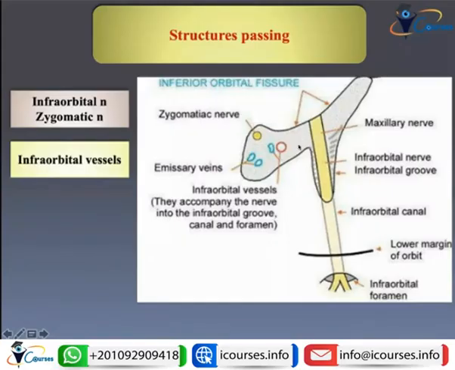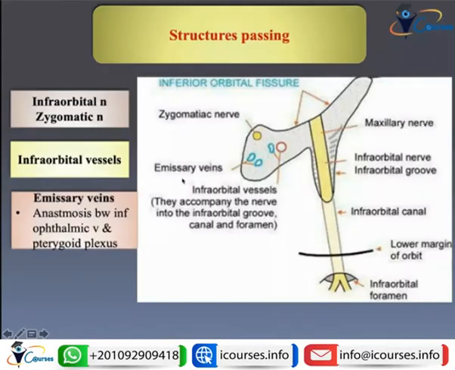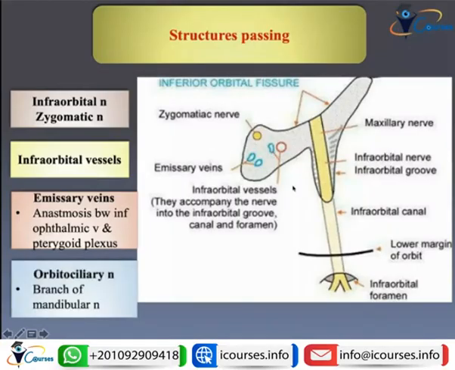Also, it will transmit the infraorbital vessels, artery and vein, and some emissary veins. These veins perforate the bone to communicate between the ophthalmic vein and the pterygoid venous plexus, called emissary veins. So what are the structures again passing through the inferior orbital fissure? Maxillary nerve and its continuation as the infraorbital nerve, zygomatic nerve, emissary veins, infraorbital artery and vein. And finally, there will be a nerve called the orbitociliary nerve, which is a branch from the mandibular nerve.